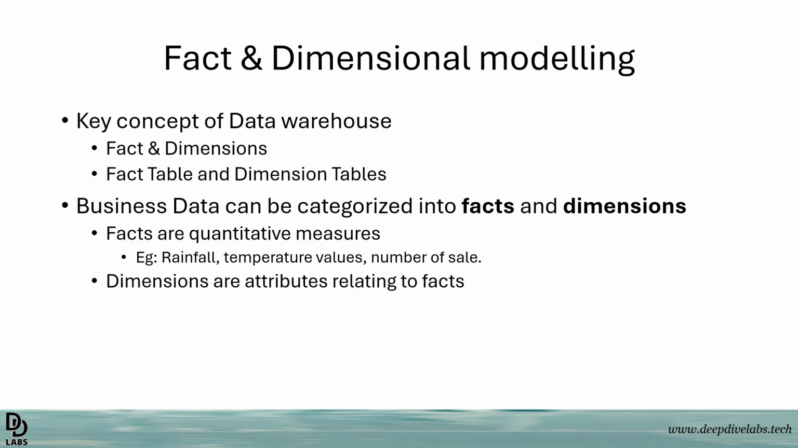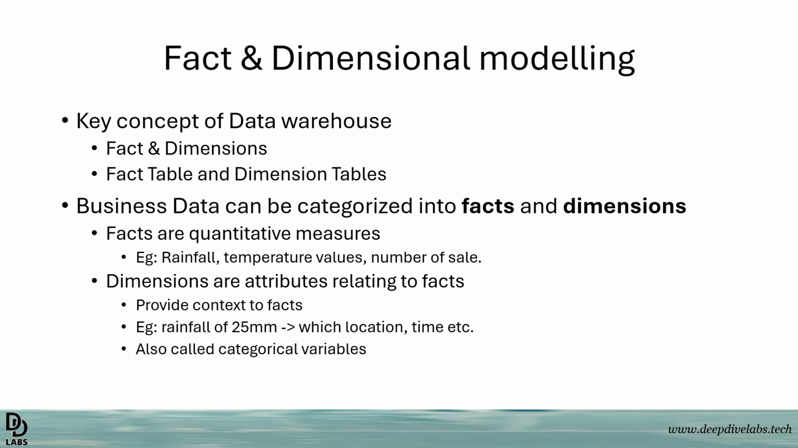Next come the dimensions, which are attributes relating to the facts. They provide context to the fact. For example, when we talk about rainfall being 25 millimeters, it's important to understand in which location and at what time. So these add context to the fact. They are also often called, in the machine learning context, categorical variables. So these are facts and dimensions: a typical business data can be classified into a set of facts data and a set of dimensional data.